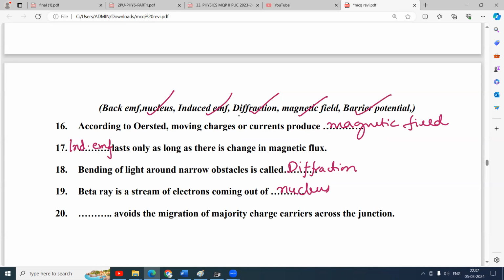The last one, dash avoids the migration of majority charge carriers across the junction. Barrier potential, just now we have discussed. Barrier potential avoids the migration of electrons and holes.